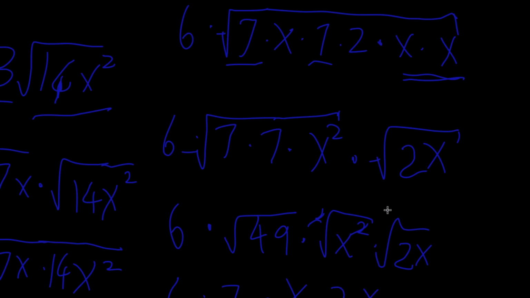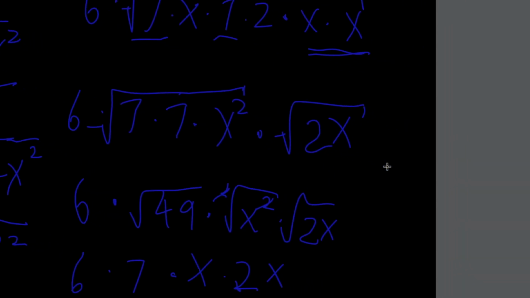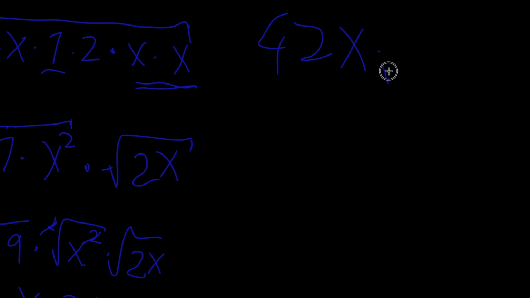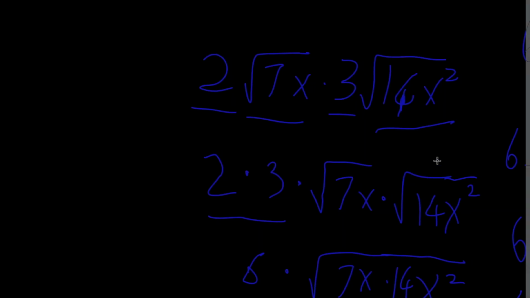2x. Okay, now we're in the home stretch. 6 times 7 is 42. 42x times the square root, principal square root, of 2x. There we go. We simplified this equation.